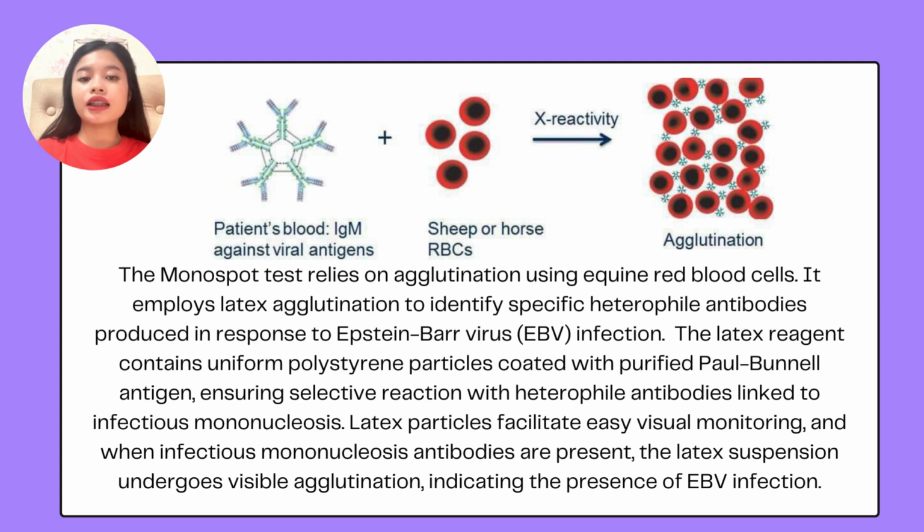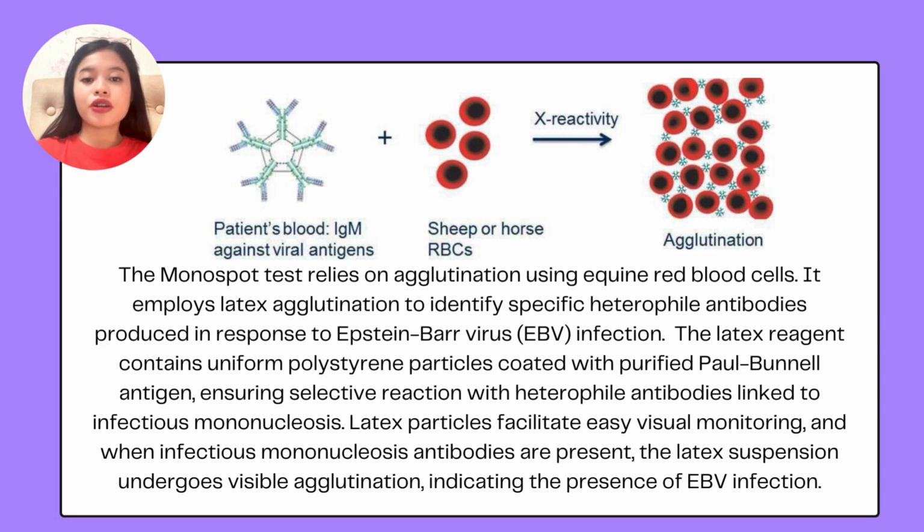The Monospot latex reagent consists of polystyrene particles of uniform size coated with purified Paul-Bunnell antigen from bovine red cell membranes. The high degree of purity in the antigen ensures that the Monospot latex selectively reacts with heterophile antibodies associated with infectious mononucleosis. The latex particles enable easy visual monitoring of the antibody reaction.